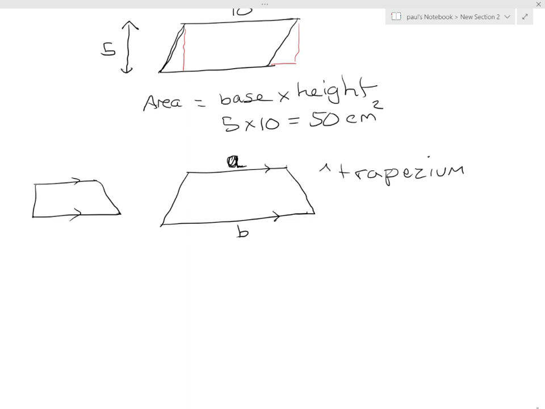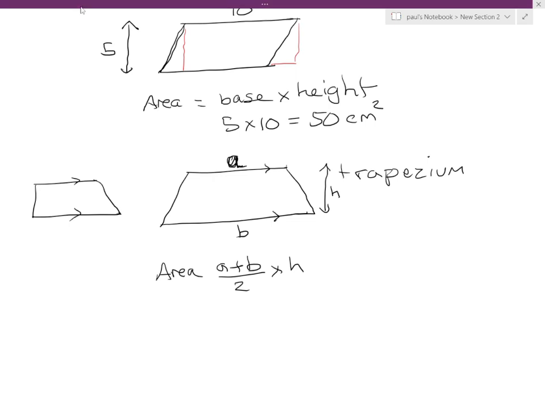And we need the height again, don't we? The vertical height. So, because this is short and the bottom is long, we need to find the average of the two. And the way we find averages is to add the two together and divide by 2. We were doing that when we were finding medians, and it landed in between two numbers. So the area of a trapezium is A plus B, top and bottom, divide by 2 times the height. That's it.